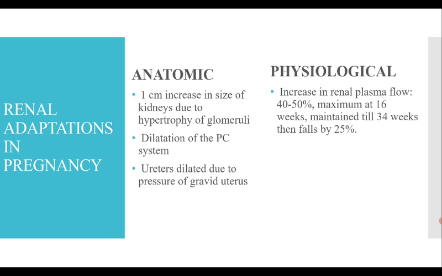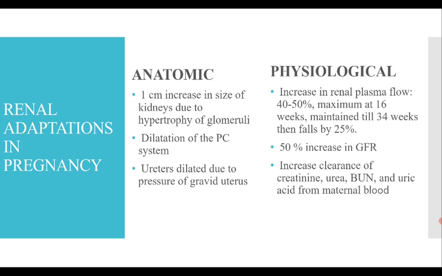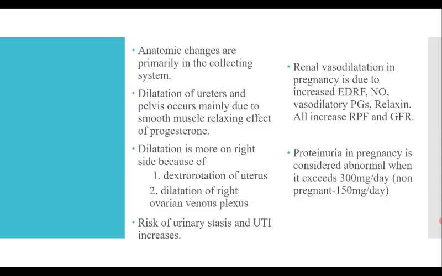The first one, remember, there is an increase in the renal plasma flow, that is 40 to 50%. That will be maximum at 16 weeks and maintained till 34 weeks. Then gradually the renal plasma flow decreases, falls by 25% after 34 weeks. And you can see the 50% increase in the glomerular filtration rate because of the increase in the renal plasma flow, that will cause increased clearance of creatinine, urea, blood urea nitrogen and uric acid from the maternal blood.